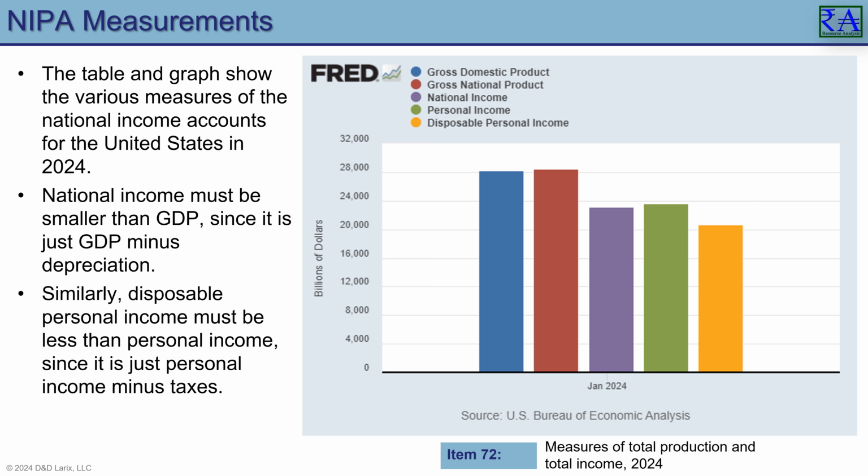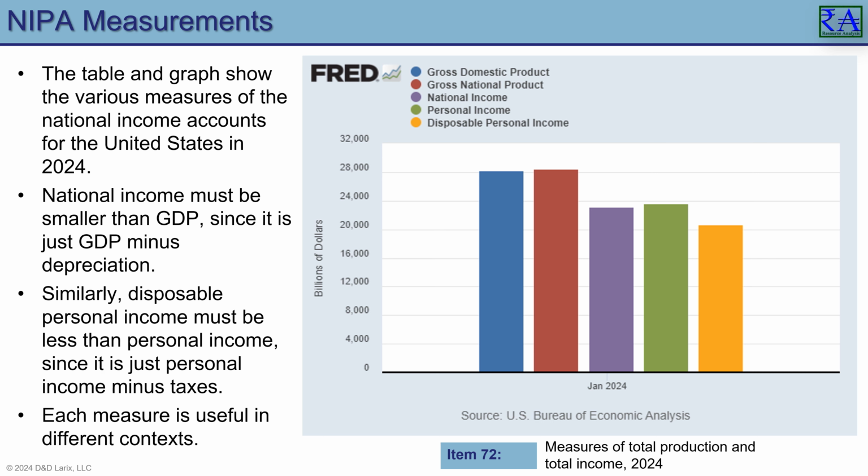In producing goods and services, some machinery, buildings, and equipment wear out and have to be replaced. Depreciation is referred to as the consumption of fixed capital. If we subtract this value from GDP, we are left with national income.